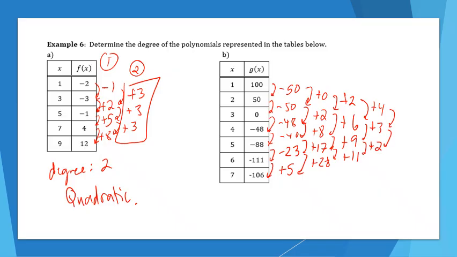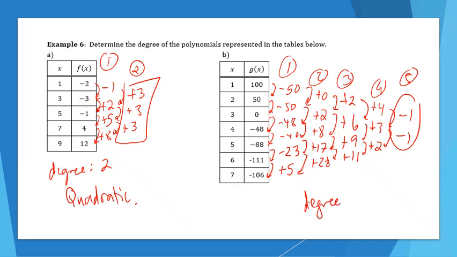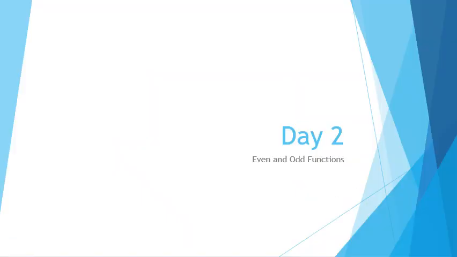And now going another one, we're doing -1 and -1. And finally, we have the same number. It's constant. So what's the degree? It's not 1, not 2, not 3, not 4, but our degree here should be 5. All right, so that's it for day 1. Let's get started on day 2.